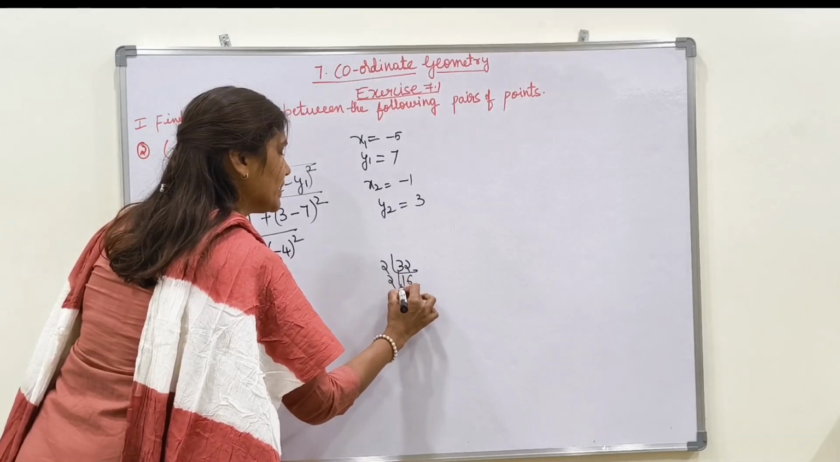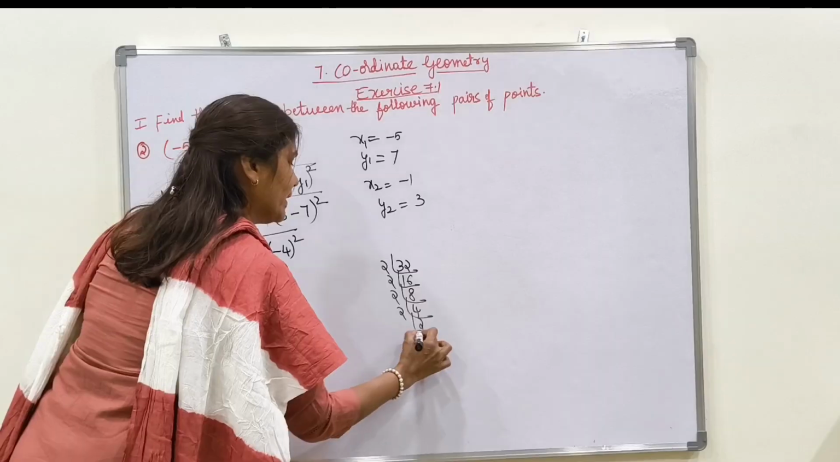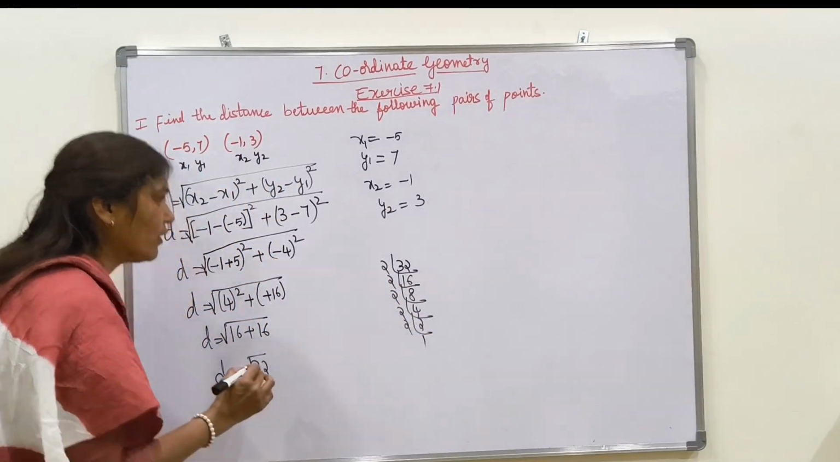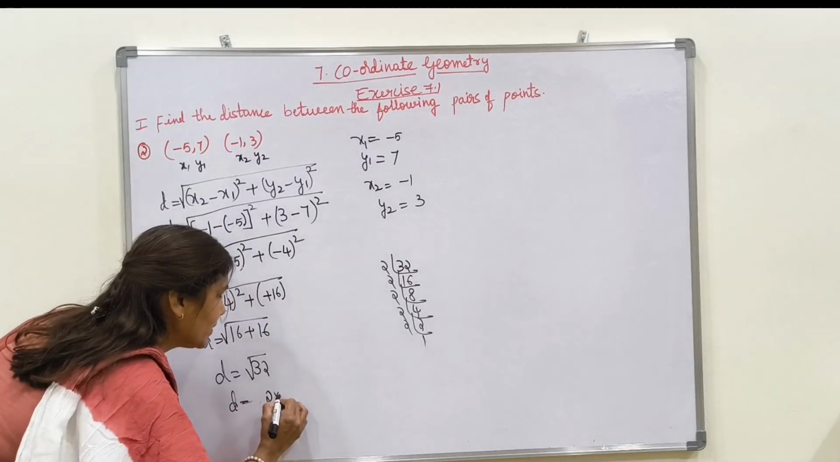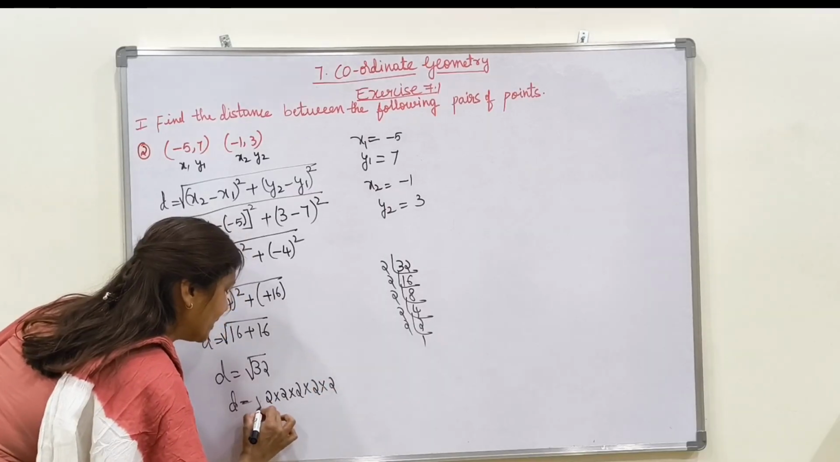Again 2 8s are 16. Again 2 4s are 8. Again 2 2s are 4. Again 2 1s are 2. Now see here. D is equal to, what is there? How many 2s? 1 2 3 4 5 2s. See here, 1 2 3 4 5 2s under root.